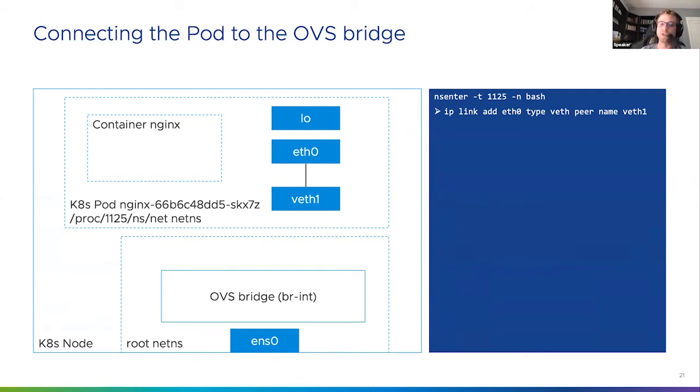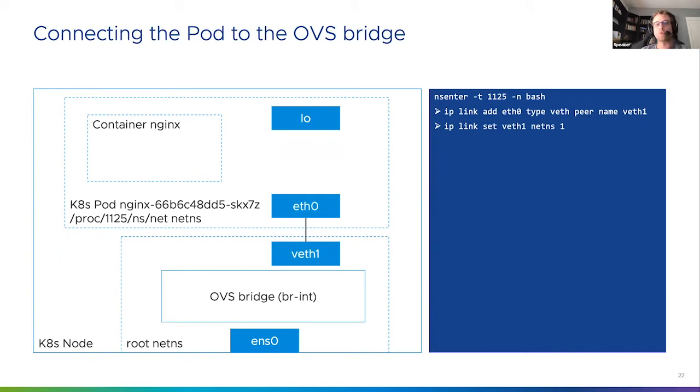And we're going to create a veth pair. As mentioned earlier, a veth pair is a standard way of connecting a network namespace to a virtual bridge on Linux. A veth pair is basically a virtual Ethernet cable, and both ends of the cable, both interfaces, can be in their own network namespace.